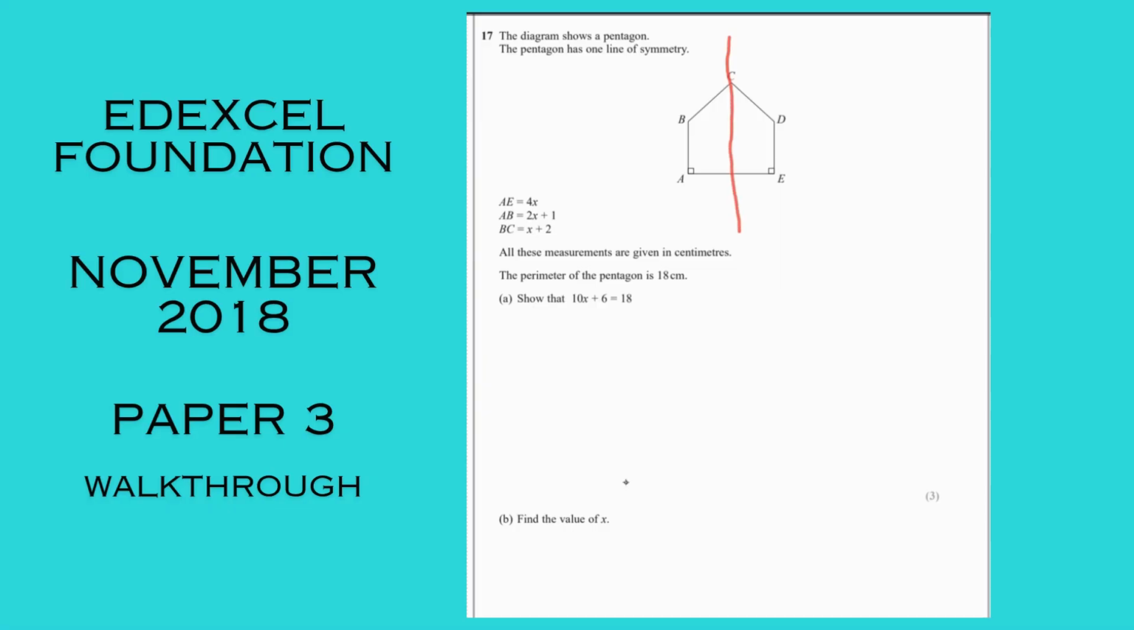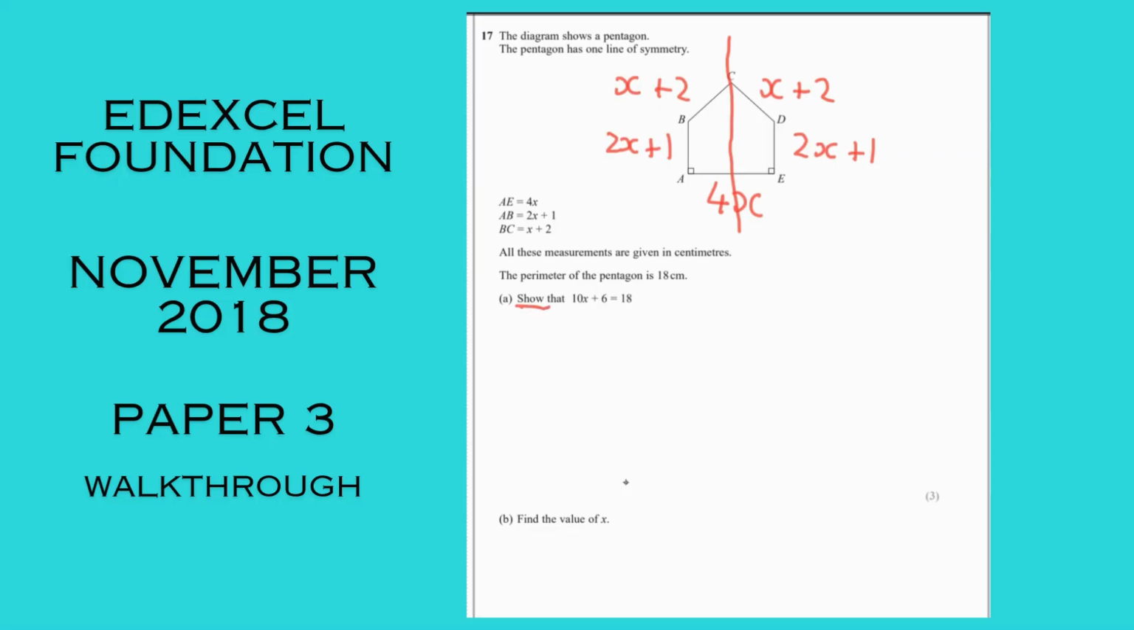A to E is 4x. A to B is 2x plus 1. So this is 2x plus 1 as well. BC is x plus 2. So the right-hand side is x plus 2 as well. All that counts for method for the examiner.